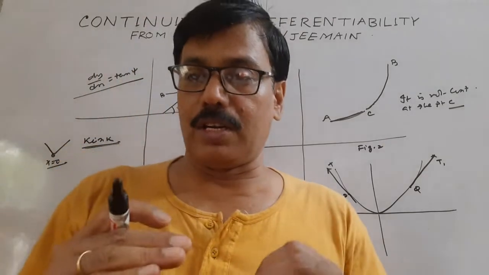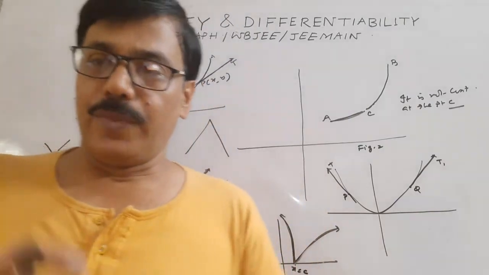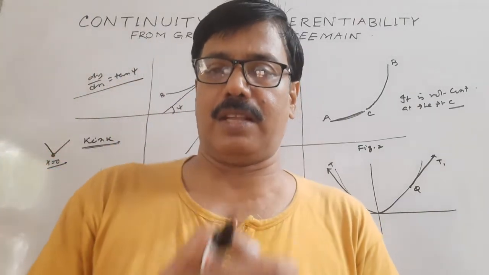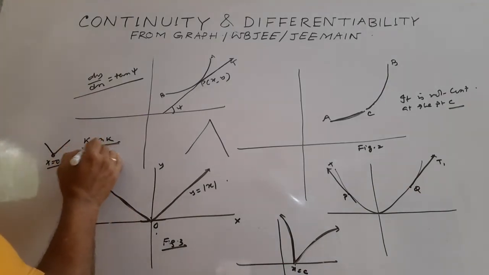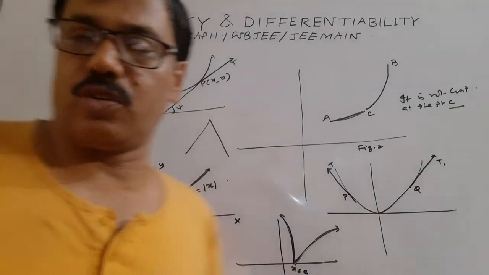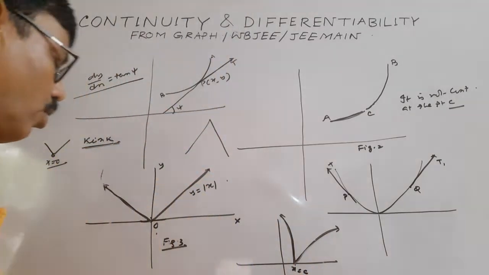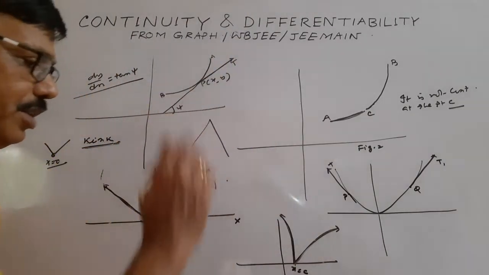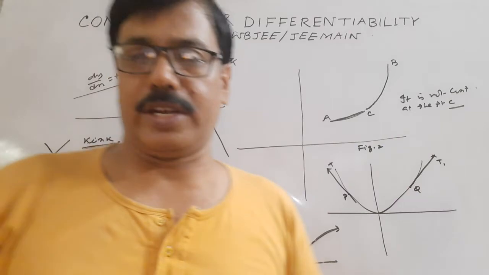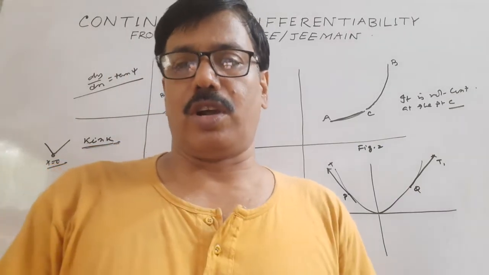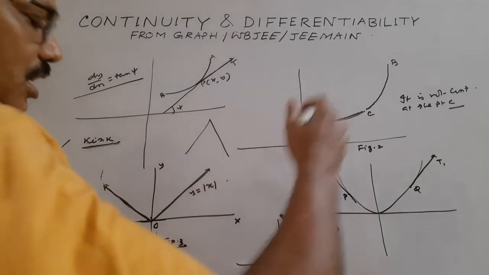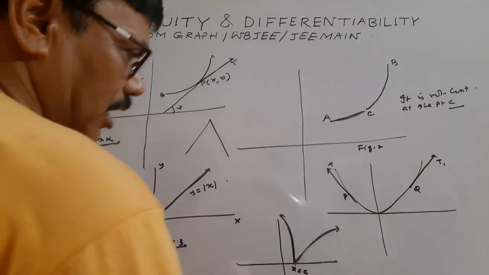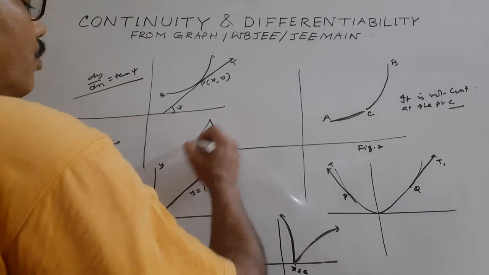So, what is our geometrical theory? If it has a sharp edge or kink, K-I-N-K, that is, not smooth, or a corner point, then it is not differentiable at that point. That is, you cannot draw a unique tangent at that point for these curves. So, figure 3, this one and this one.